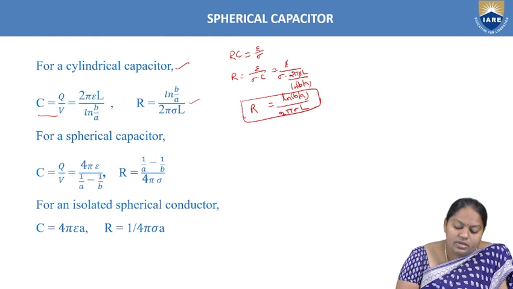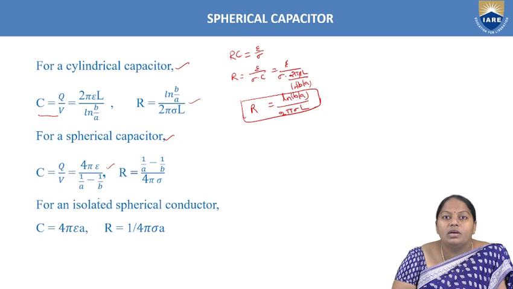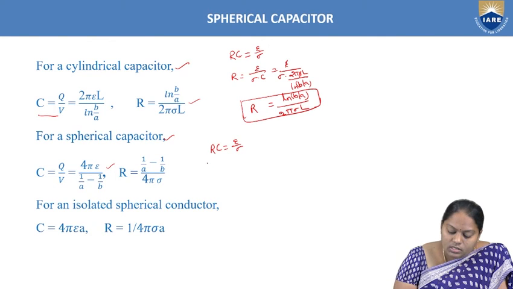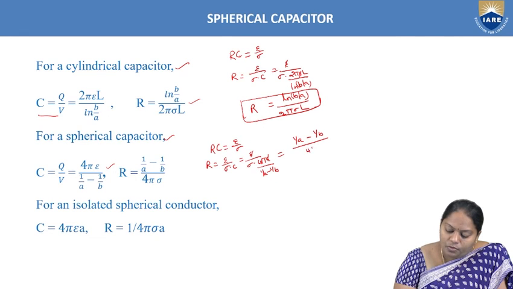Now the third case we have considered is the spherical capacitor. For a spherical capacitor, C equal to Q by V again. So the C value which we have got from the analysis is 4 pi epsilon by (1 by A minus 1 by B). So again we know that RC equal to epsilon by sigma. Then from this, R equal to epsilon by sigma into C, substituting C as 4 pi epsilon by (1 by A minus 1 by B), right? So epsilon gets cancelled, which gives (1 by A minus 1 by B) by 4 pi sigma.